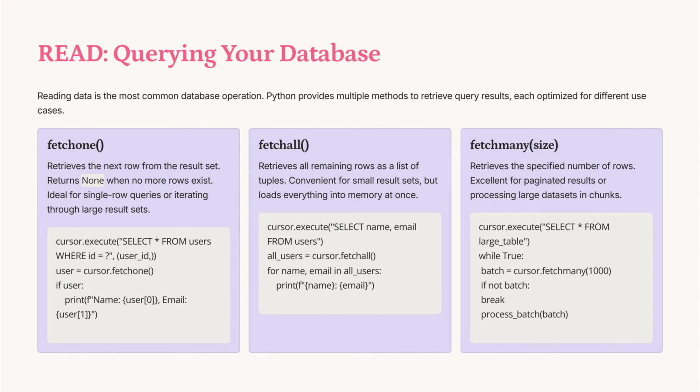Reading data is crucial in database operations. Use fetchone for single-row queries, returning None when no rows remain. For small datasets, fetchall retrieves all rows at once. For large datasets, fetchmany with a size is ideal, fetching a specified number of rows, allowing efficient batch processing without overwhelming memory.